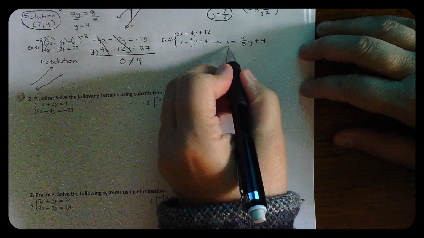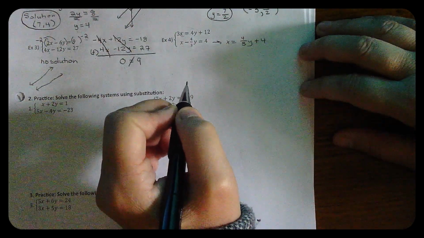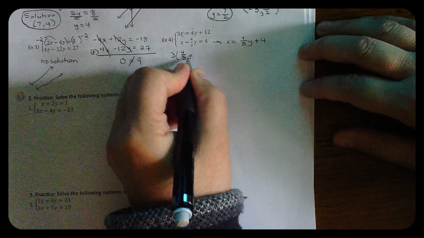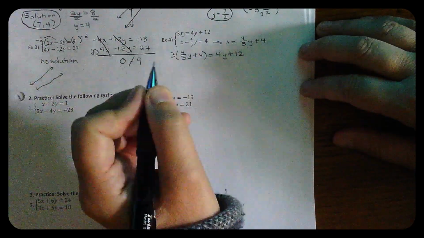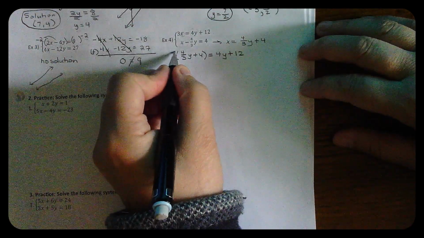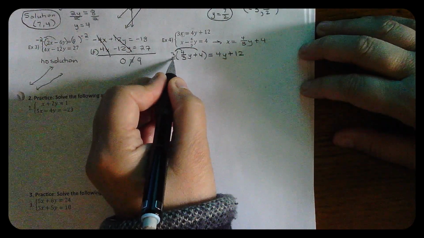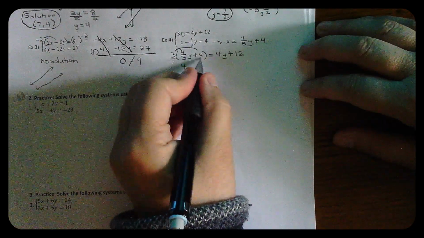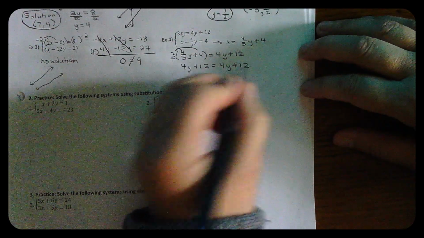So if I solve for x in the second equation, that means I need to substitute in for x in the first equation. So that would be 3 times 4/3 y plus 4 is equal to 4y plus 12. So now I have one equation with just y, so I can solve that. I'm going to distribute. Remember, 3 is 3 over 1. So 3 times 4/3, the 3's divide out. That's just 4y. And then 3 times 4 is 12, and it equals 4y plus 12.